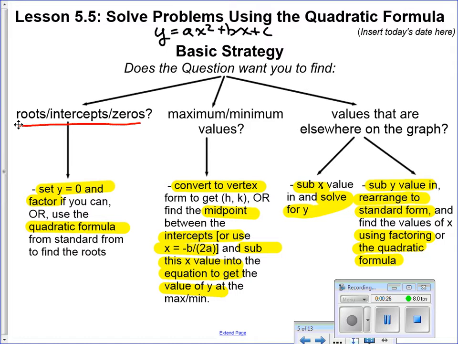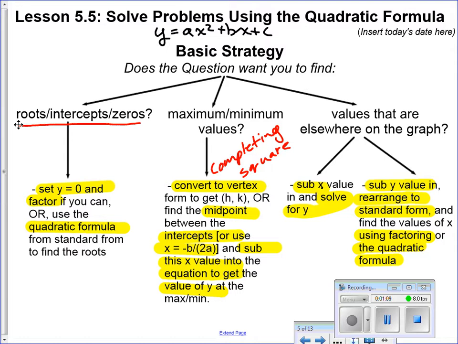Now, if you can't factor, you're going to use the quadratic formula, as you see in the left column there, as I've highlighted. Now, when we're talking about maximum and minimum values, we can convert to vertex form either by finding the h, k value by finding the midpoint of the x-intercepts, or by completing the square to find our vertex form. Any of those ideas are acceptable.